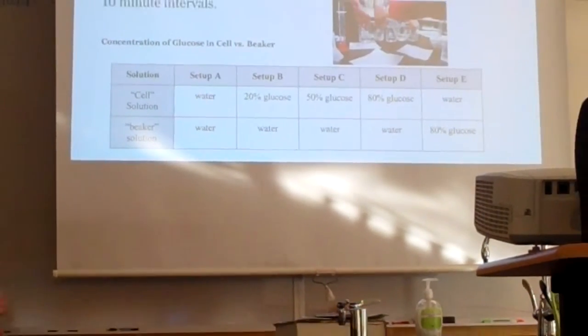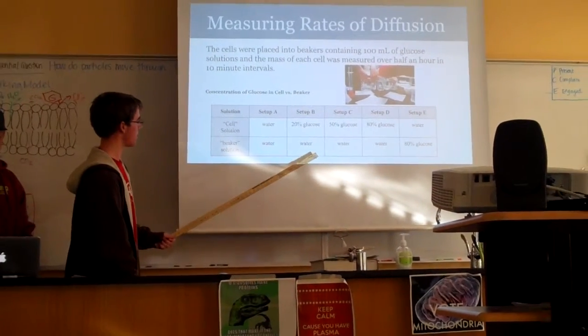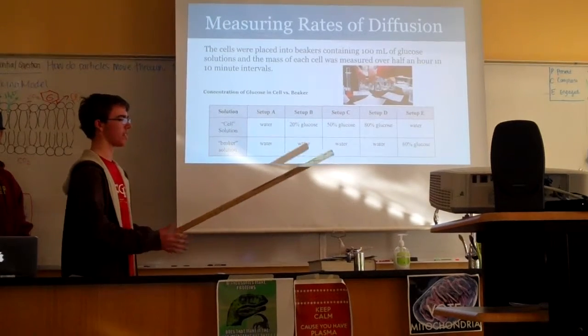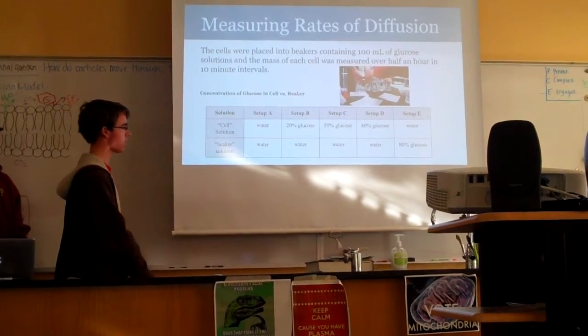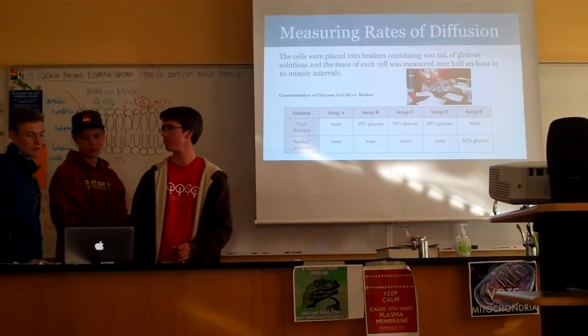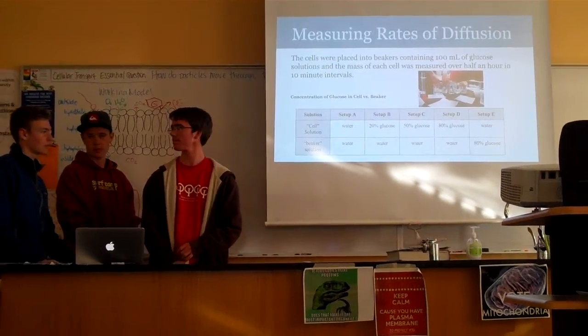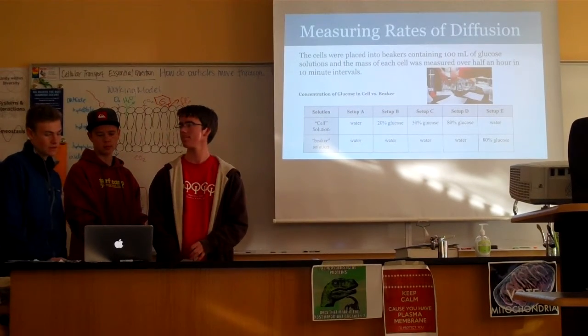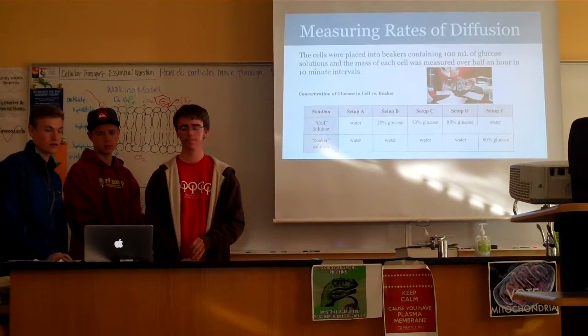So we're looking at how these differences in concentration inside and outside the cell affect how fast water diffuses through the cell membrane. So how we measured that was over half an hour. We took different measurements of the mass every 10 minutes to get our data.